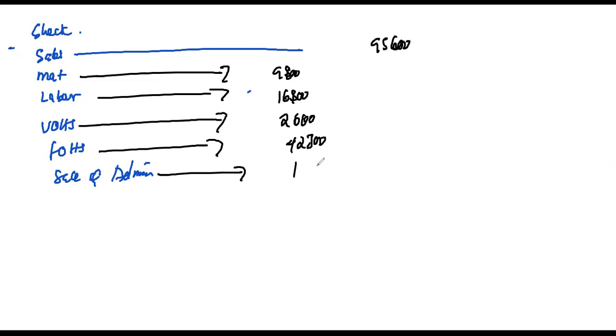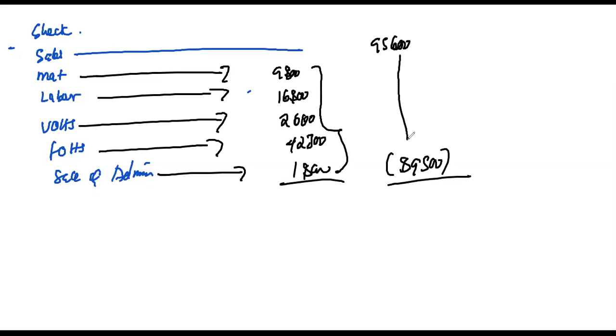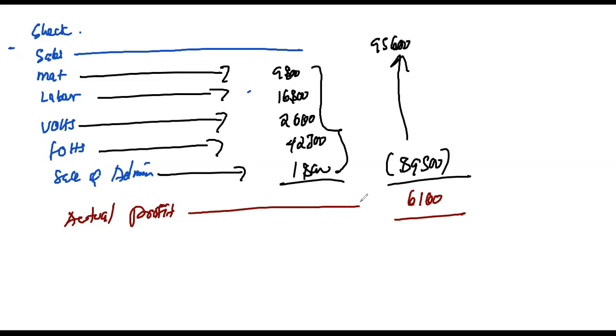So that means actual cost was 18,000 for selling and admin. You add these together and then remove from the sales. The total of these is about 89,500. You remove this from the sales, and then you have your profit of 6,100. So that means you've reconciled. Have you seen? So the actual profit was that figure there. You must reconcile, as under marginal costing.